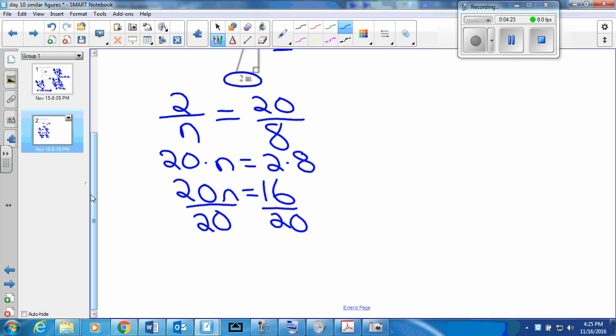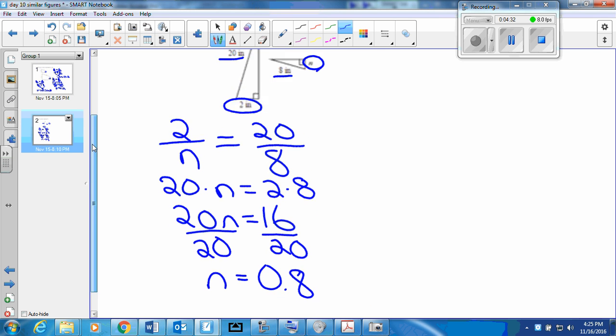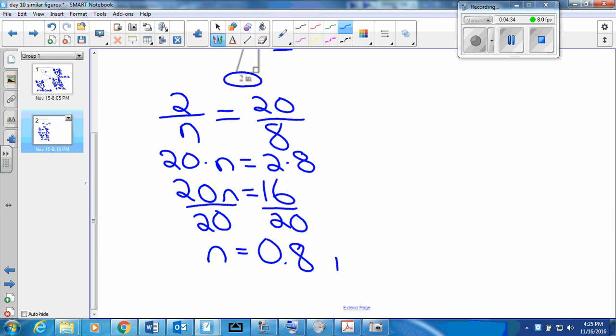And I get my solution, n equals, when I divide it out, I get 8 tenths. And now I have to label it with the units they use, which in this case was inches.